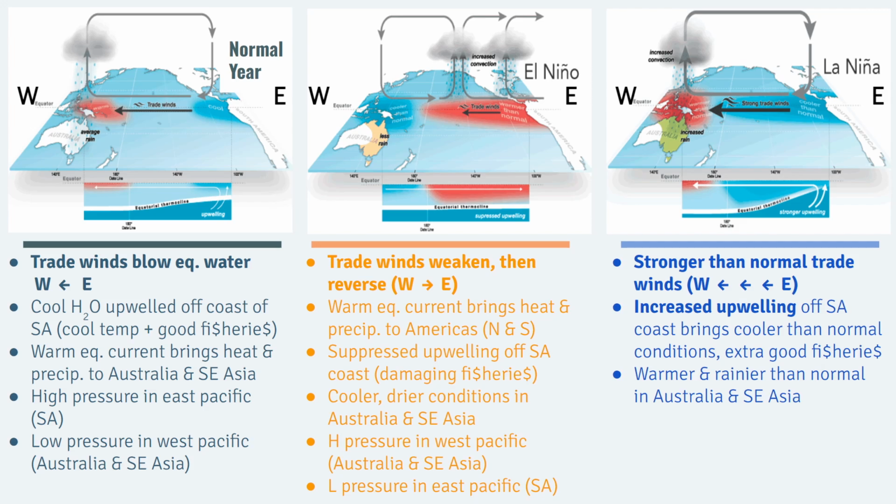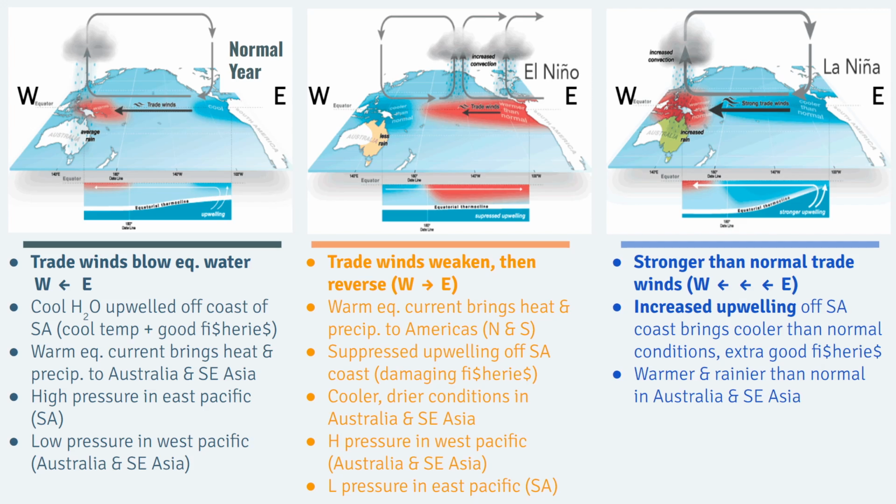This means we're going to have cooler than normal conditions in Australia and Southeast Asia, and because of that, there is less rain. This means we are actually going to see drought-like conditions potentially in Australia and Southeast Asia. This warmer water being shifted towards the Americas gives us milder winters in North America, but it also is going to lead to much rainier and warmer weather in the Americas, which can lead to flooding.